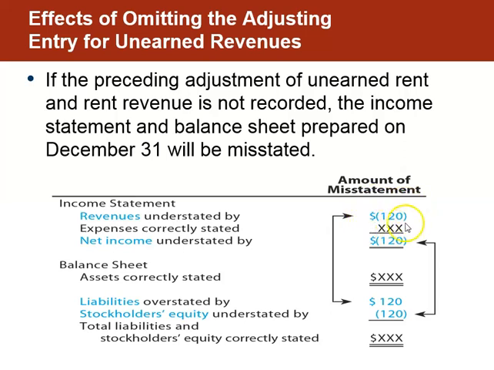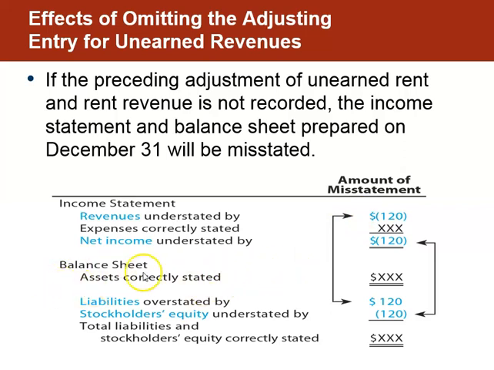Now, this is not regular revenues because Net Solutions is probably not in the business of renting land. They seem to be doing something else, but it is a revenue nonetheless. So total revenues would be understated because we didn't make the adjusting entry. It's all just sitting over on the balance sheet as a liability for $360. Our expenses are correctly stated, so net income is understated by this $120. Because whatever our revenue is, it's $120 too little if we don't make that adjusting entry.